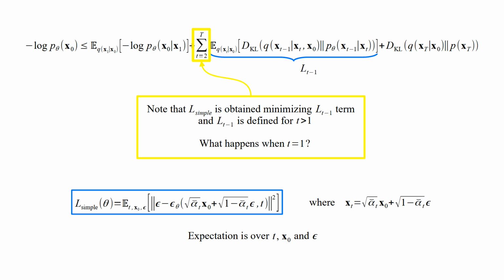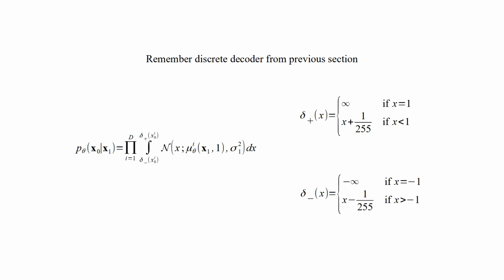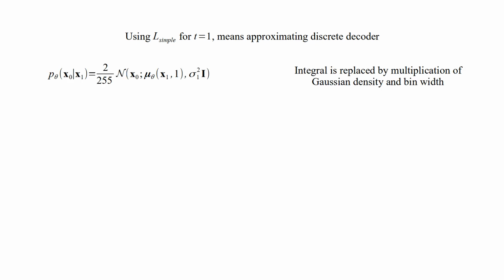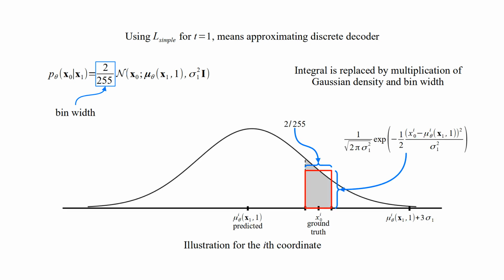So what happens when t is equal to 1? Remember discrete decoder from previous section. Using simple loss when t is equal to 1 means approximating discrete decoder. Integral is replaced by multiplication of Gaussian density and binwidth. Here is the illustration for the ith coordinate. Area of the rectangle is computed instead of integral.